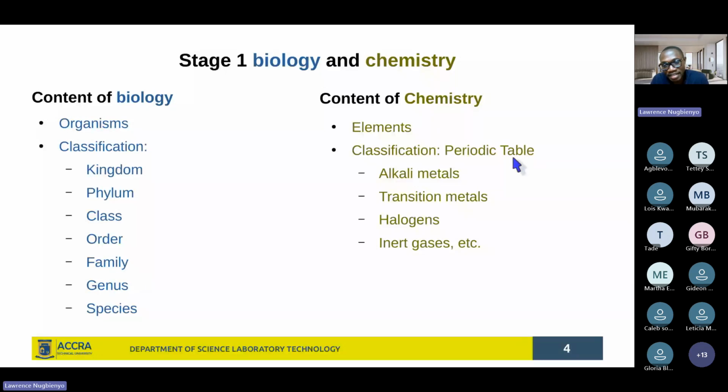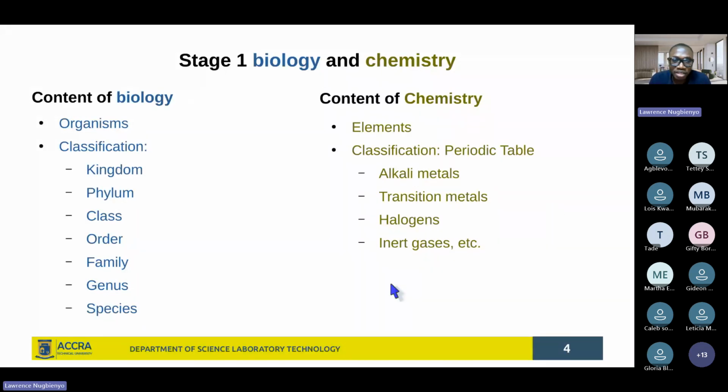So you are classifying these elements into metals, non-metals, but then the metals, you have some alkali metals, you have transition metals, you have halogens, you have inert gases. Even in that periodic table, you have some classification into groups and periods. You have some group of elements, you refer to them as actinides, some lanthanides, all of that. You do that classification with a periodic table.